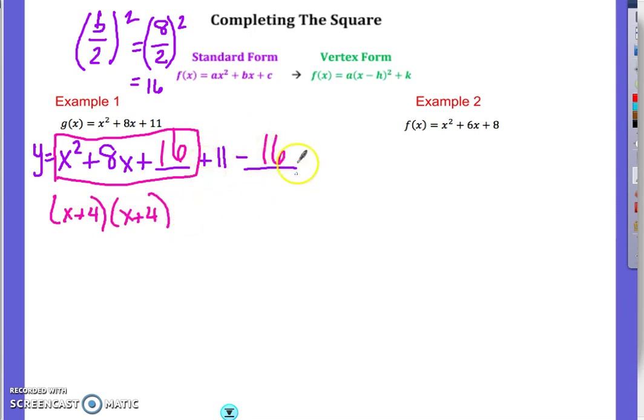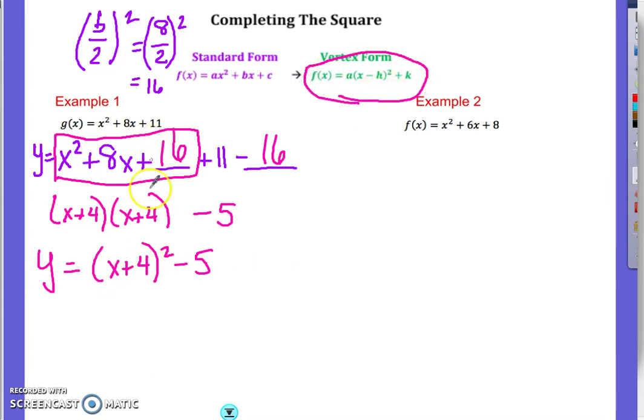And then I'm going to simplify this part on the outside, and that's going to become k. 11 minus 16 is negative 5. Okay? When we simplify this part, we write it twice, so we can write it with a squared. Look, it's in vertex form.